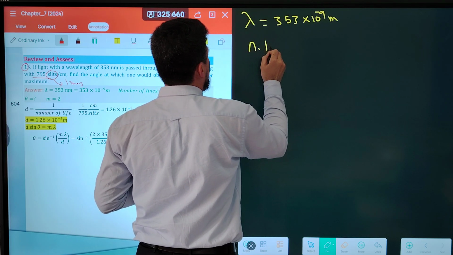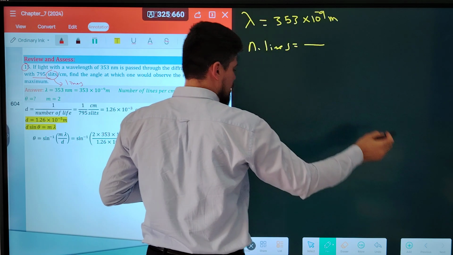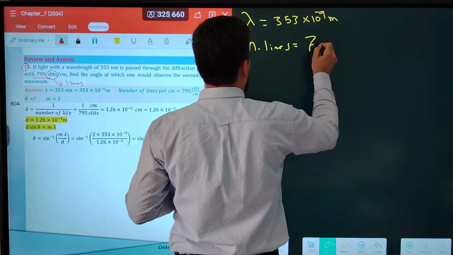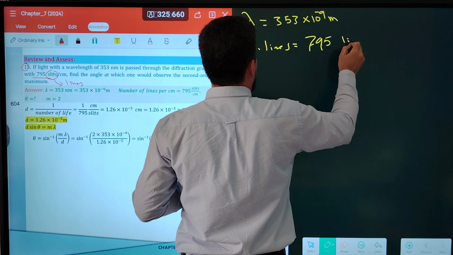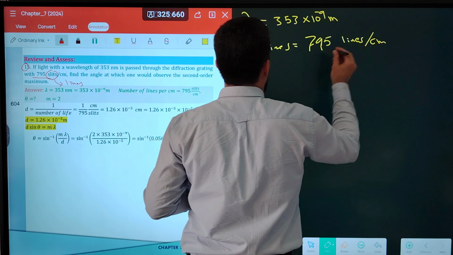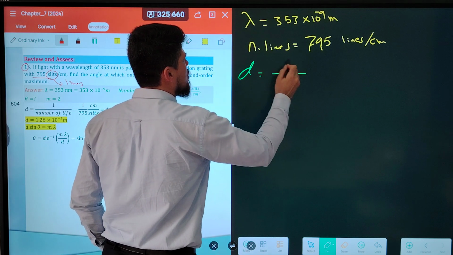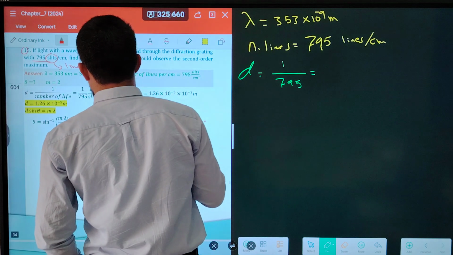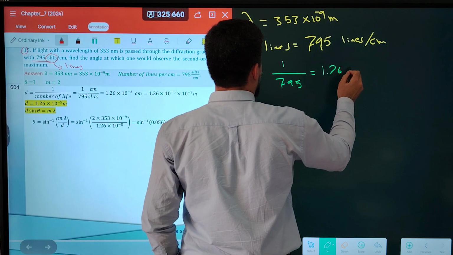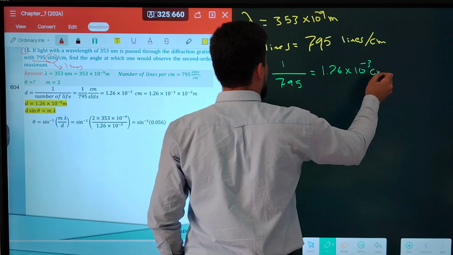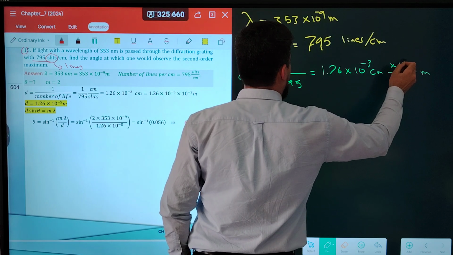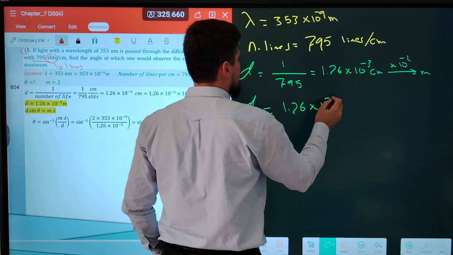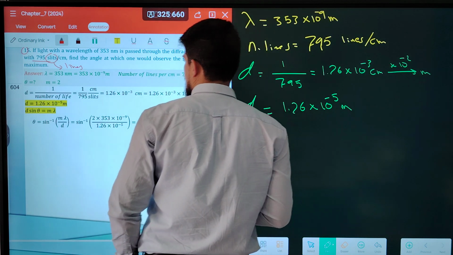This is the number of lines, equal to 795 lines per centimeter. Find D. D is equal to 1 over this number, which is equal to 1.26 times 10 to the power negative 3 centimeter. Convert to meter: multiply by 10 to the power negative 2. D is equal to 1.26 times 10 to the power negative 5 meter.